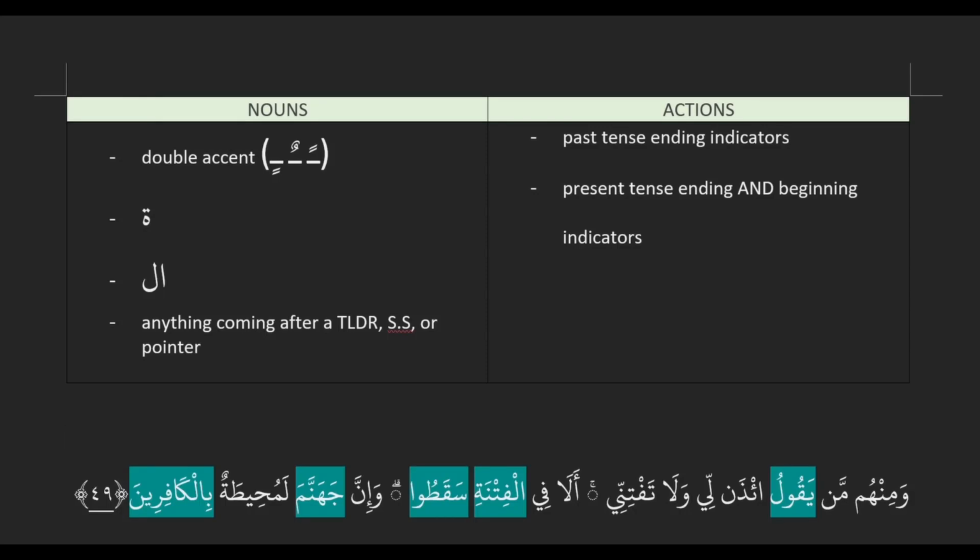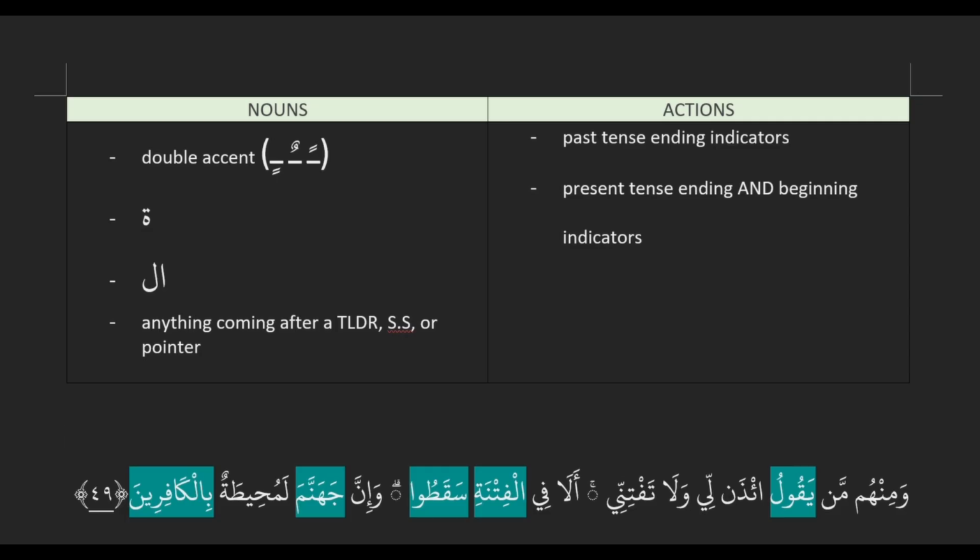Okay, now that we've studied our actions, we should easily be able to distinguish between actions and nouns, right? So we studied our past tense, we studied our present tense, and we looked at the chart for each. So basically, if something looks like one of the forms we saw in the past tense chart, then it's an action. If it looks like one of the forms we saw in the present tense chart, it's an action.